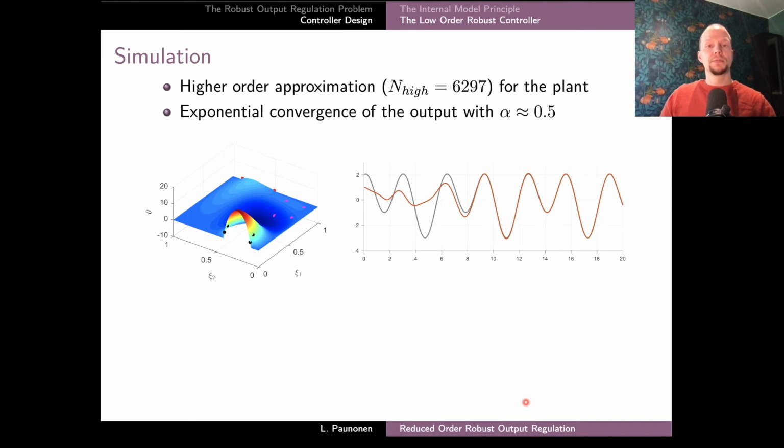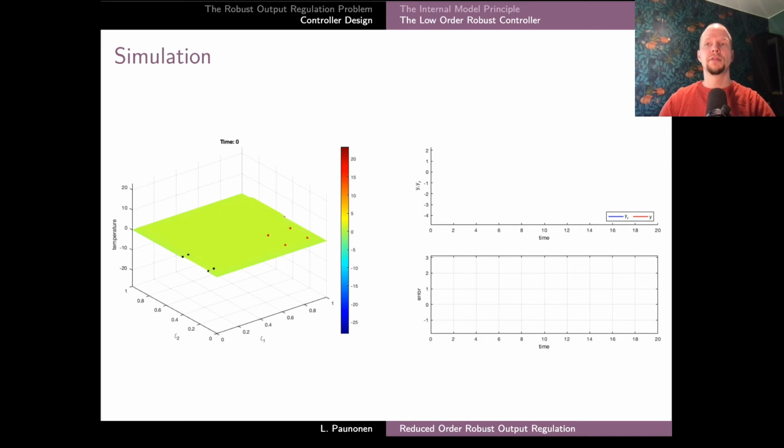On this slide we plot the output of the system as well as a snapshot of the temperature profile, and what we can observe is nice convergence of the output to the reference signal. Finally, I'll show an animation of the evolution of the controlled temperature profile.